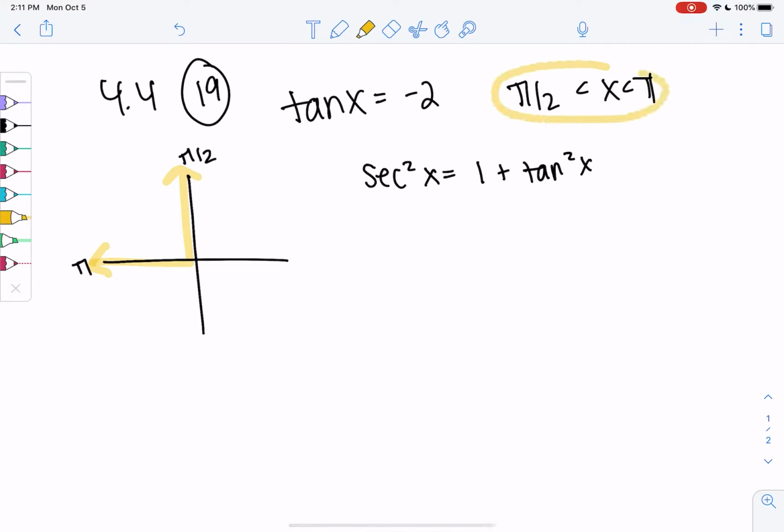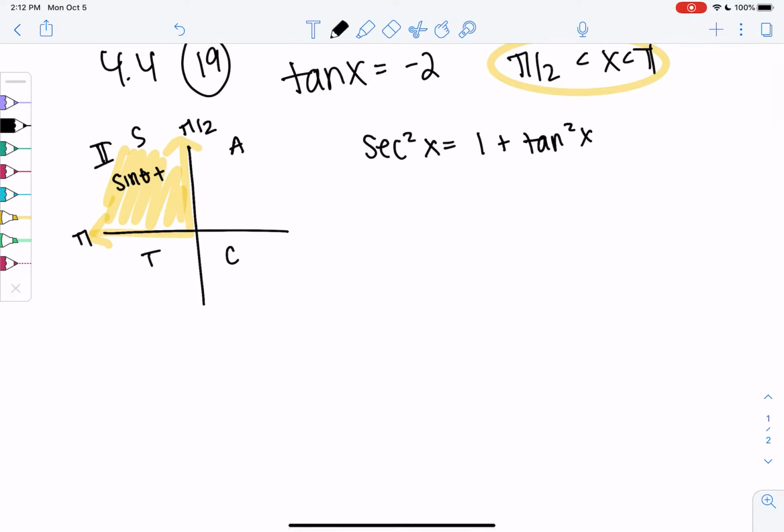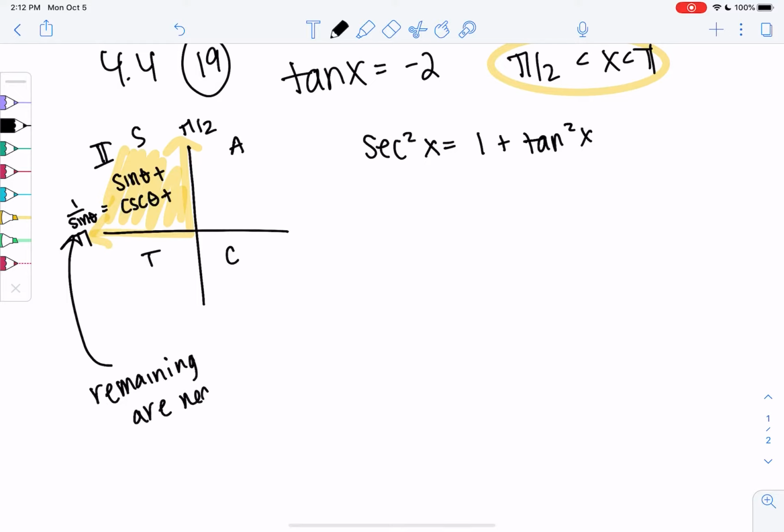We also know that it's in this quadrant on the left. And the main thing this tells me is what's positive and what's negative. So on this left quadrant, quadrant 2, if you remember "All Students Take Calculus," this basically tells me sine is the only positive one, which means that cosecant is also positive because cosecant is 1 over sine. Other than that, the remaining functions will be negative. So secant will be negative.